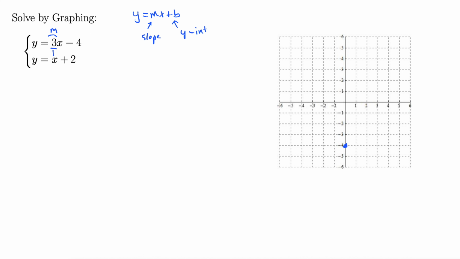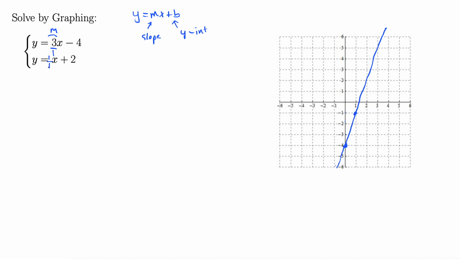So they're both positive, so we're going to go up 3 and 1 to the right. So 1, 2, 3, 1 to the right. And that makes a nice line right there. Try to make it as straight as possible, something like this. There we go.